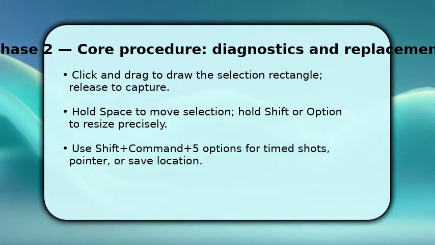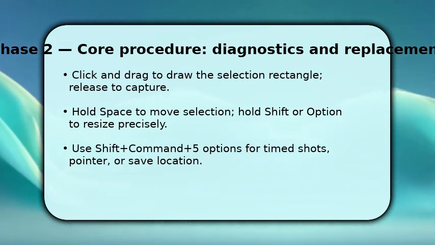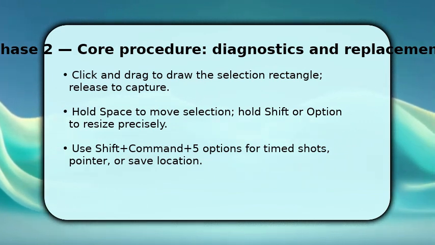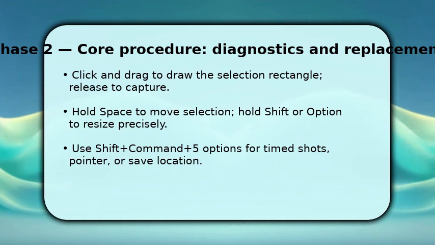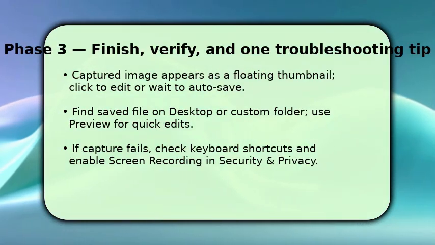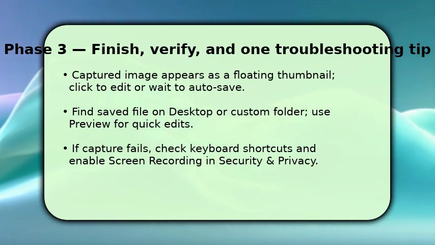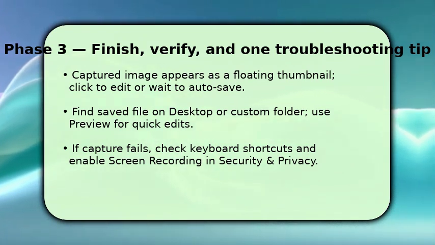If you need a delay or want the pointer included, switch to Shift plus Command plus 5 and pick a timer or include pointer checks. Make sure the selection edges align with text. When you release the mouse, a thumbnail may appear at the corner. Click it to crop, annotate, or share immediately, otherwise it will autosave to your desktop or chosen folder.